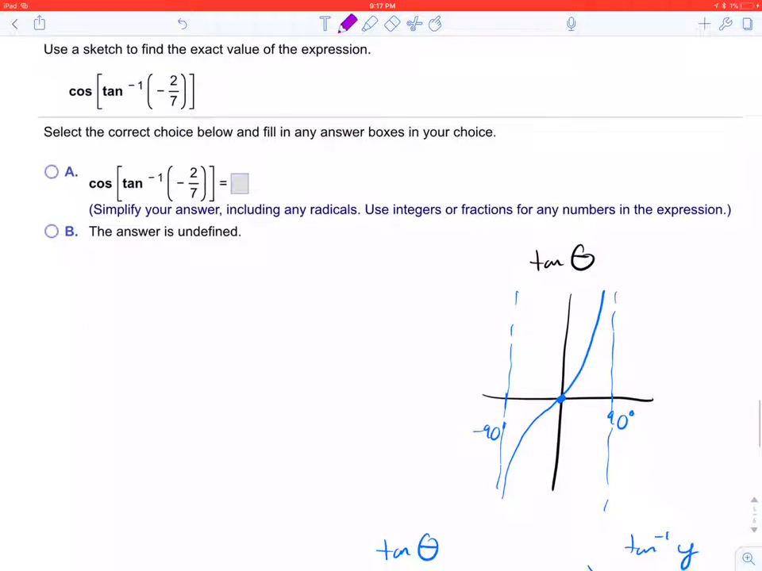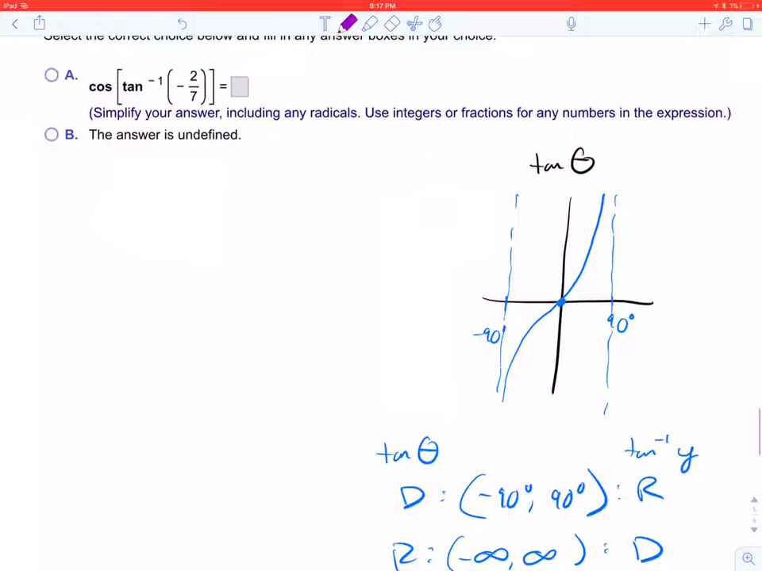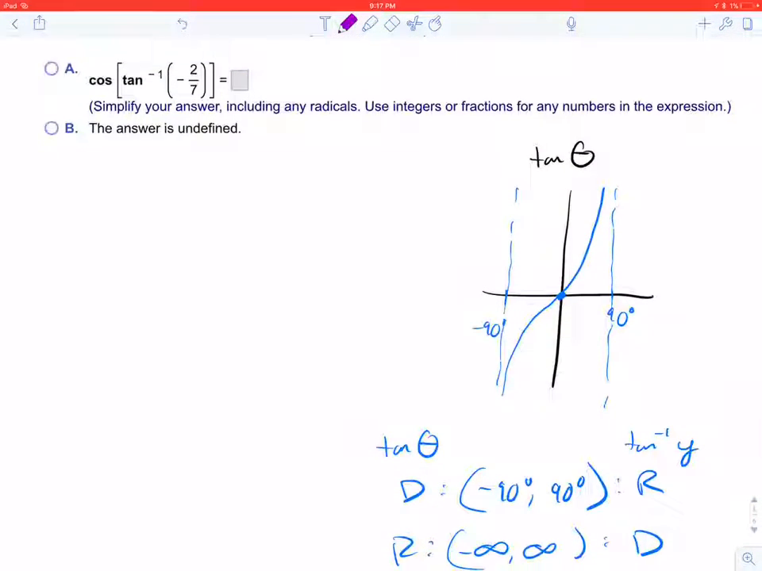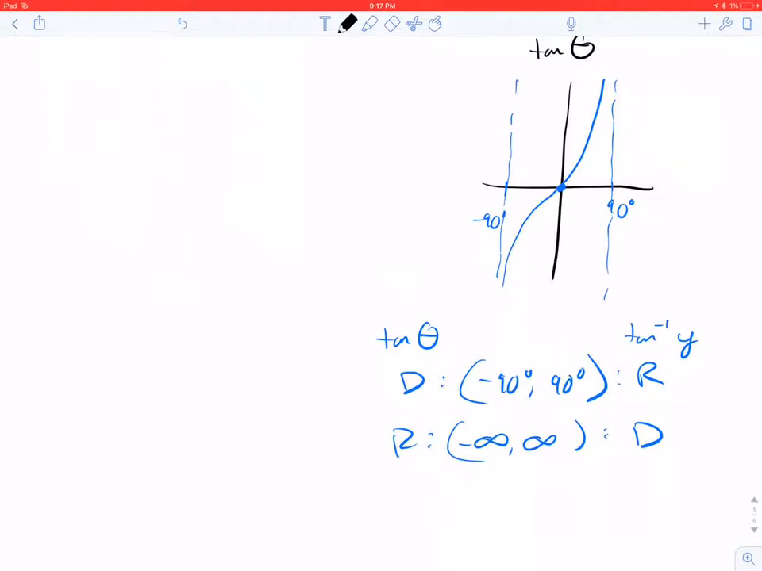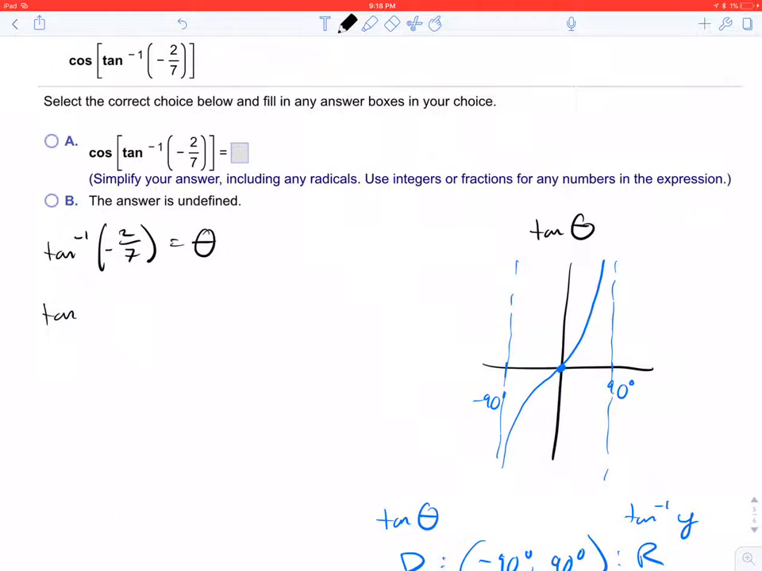All right. So now, inverse tan. Okay. So now let's look at this. It says use a sketch. So our domain for inverse tan is all reals, so all reals will work. So now if we say inverse tan of a negative 2 by 7 equals some angle, what we're saying is that tan of some angle equals a negative 2 by 7.